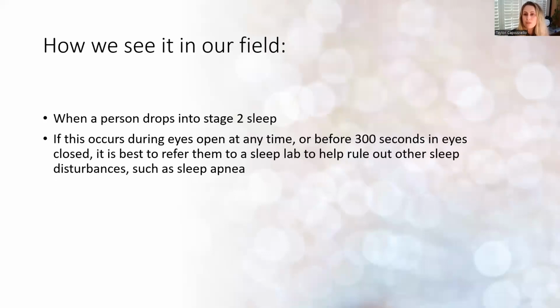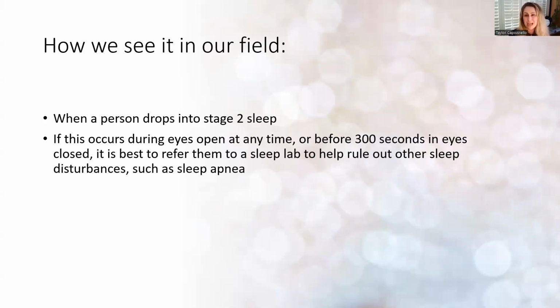So first, how we see it in our field is when a person drops into stage 2 sleep. This is one of the things that you will see in your practice, and that's one of the other reasons why I wanted to include it. When a person has their eyes closed, and sometimes open, if we see it anytime before 300 seconds, or 5 minutes, with eyes closed, we want to refer them to a sleep lab, because a person shouldn't be dropping into stage 2 sleep under 5 minutes sitting in front of you with their eyes closed. Or at any time with eyes open, we also want to refer to a sleep lab. Something else could be going on.